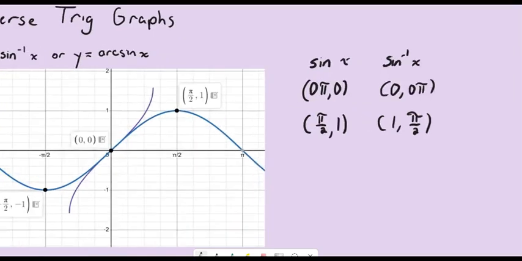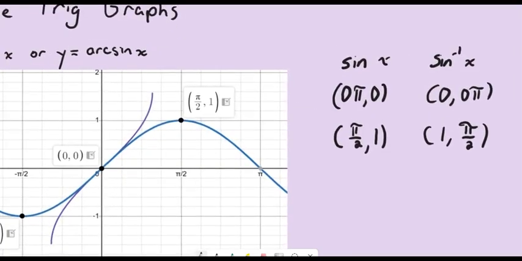We have pi over 2. The output is 1. So in the inverse sine function, right here, that's going to actually be 1 with an output of pi over 2. Now, you might be wondering, hey, why does this stop? That's because if this were to continue, it would no longer pass the vertical line test. It would no longer be a function.